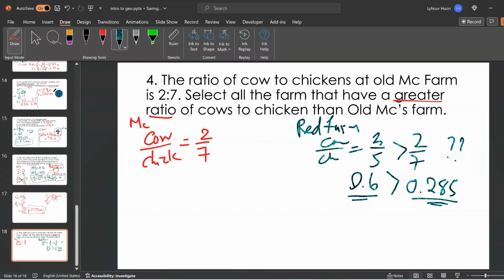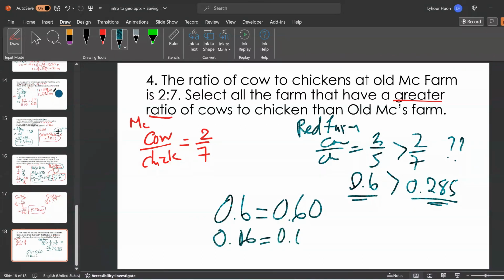Wouldn't it be 0.285? Which one is greater? 0.6 is like 6 cents, right? So it's like 6 pennies. So 0.6 means 0.60 cents. Only zero, this, yes. 0.06 is 0.6 cents. That is the big difference. Okay, 0.6 means 0.60 cents.